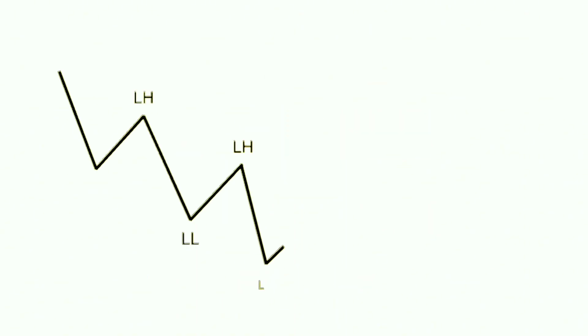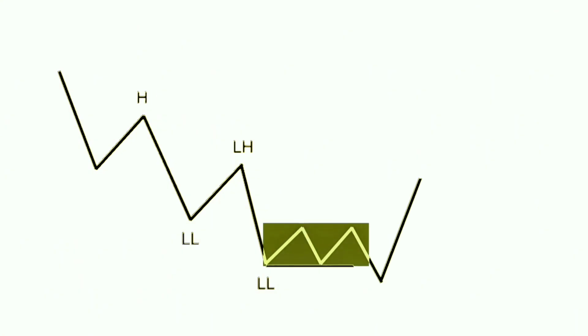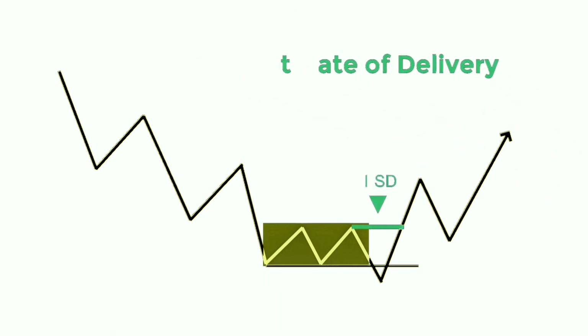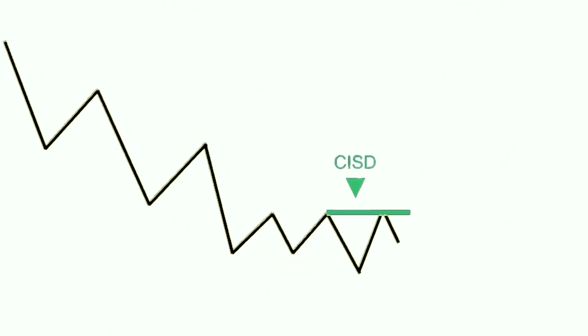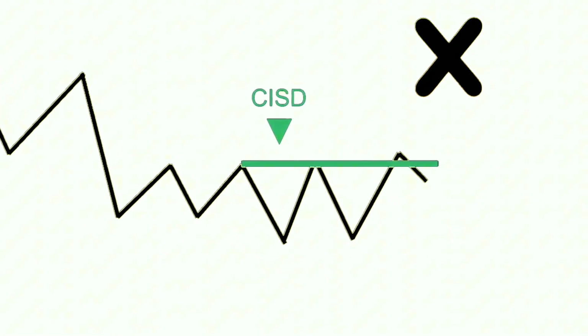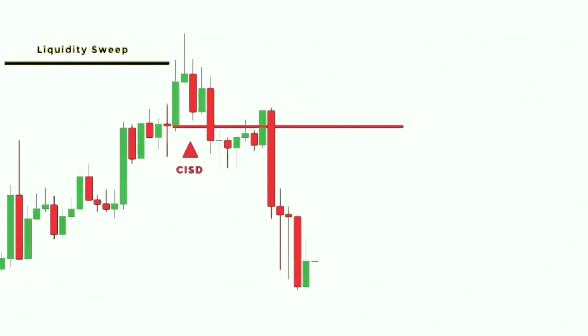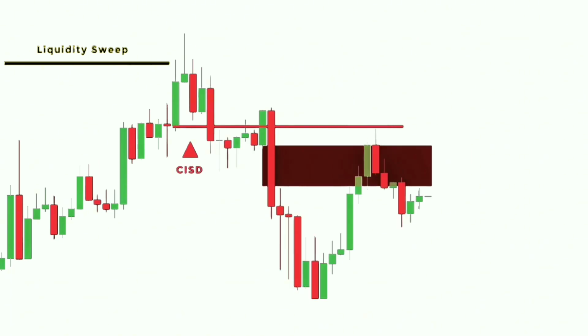Let's say price has been making lower highs and lower lows. Then suddenly, after grabbing sell-side liquidity, it breaks the previous lower high. That shift in structure, that's your CISD. It tells you something has changed. If price just hits liquidity and bounces without shifting structure, it could be a fake out. But a CISD after a liquidity sweep gives you confidence, and that's where your edge begins.